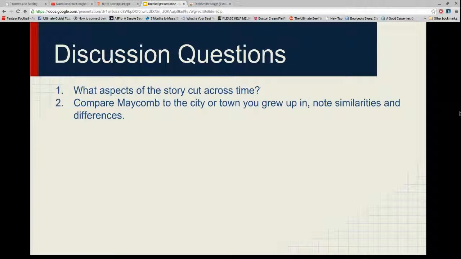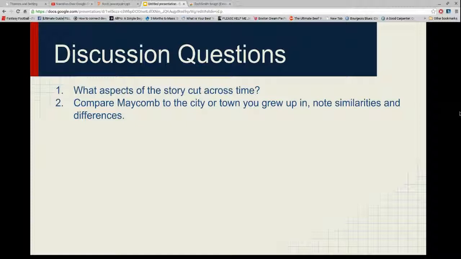So I have a couple questions that I want you to answer in your blog and then think about when we come into class tomorrow. The first one is, what aspects of the story cut across time? I want you to look at the novel, think about all the themes we talked about yesterday, about the issues portrayed in the novel between poverty, racism, violence, and answer the question to the best of your ability about which of those do you think is still going on and how so. Also, please try to cite modern examples of the issues you think are still happening.